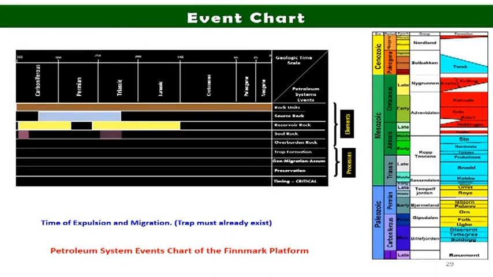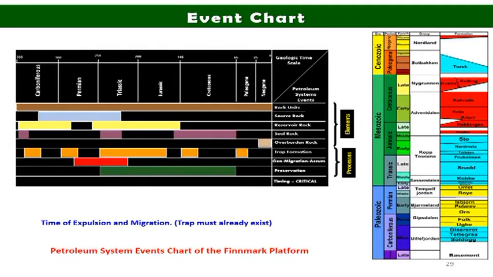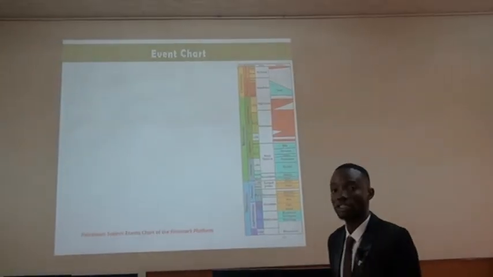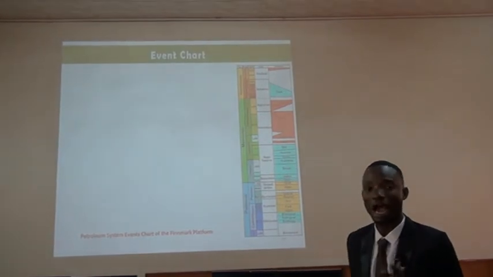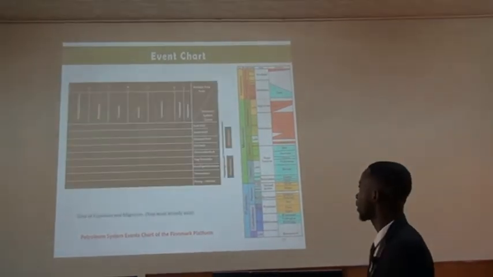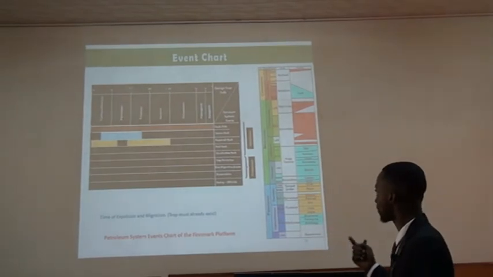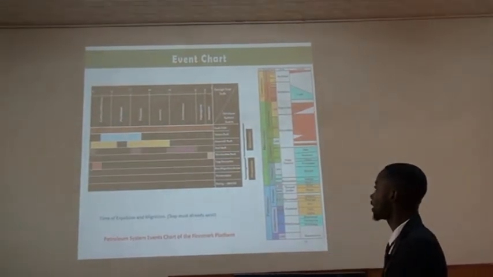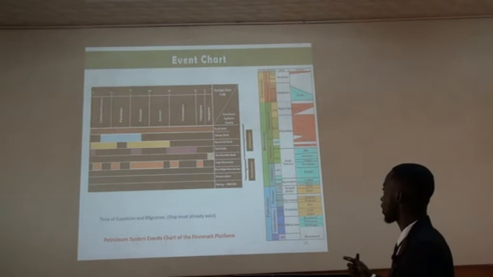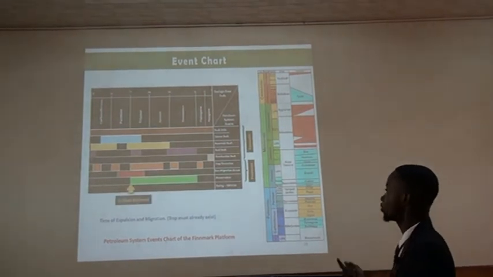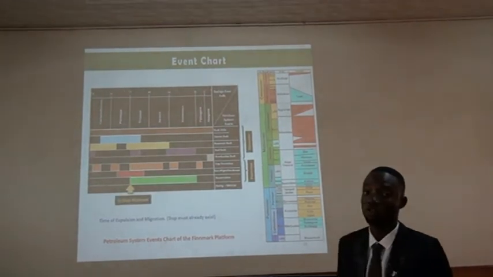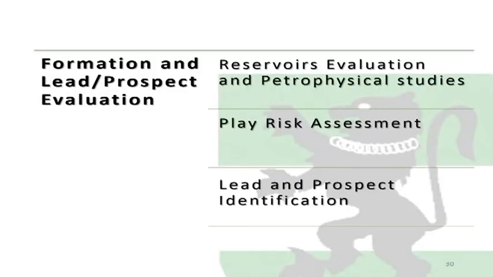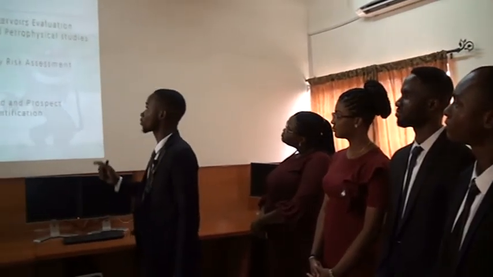Here we'll be looking at the event charts, bringing to book different moving parts of the petroleum system. We'll be looking at the different elements as well as the processes, their relationship and their occurrence across geologic time. So here, taking a look at the rock units, by that I mean the source rock, the reservoir, the seal, the overburden, the trap formations, preservations down to the critical moment of entrapment and preservation of target hydrocarbon within the FEMA platform. Next here on slide 30, we'll be looking at the formation evaluation and lead and prospect evaluation.